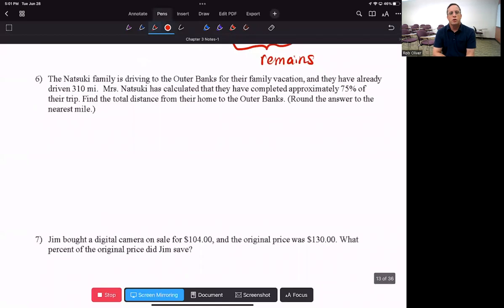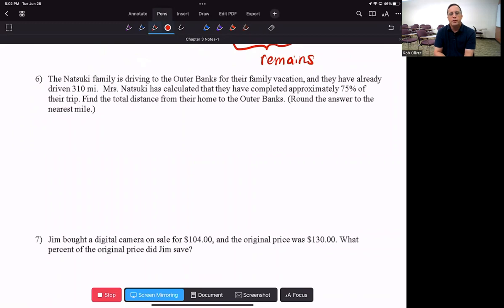Okay, number 6. The Natsuki family is driving to the Outer Banks for their family vacation, and they already have driven 310 miles. Mrs. Natsuki has calculated that they have completed approximately 75% of their trip. Find the total distance from their home to the Outer Banks. Round the answer to the nearest mile. So probably it's going to involve some rounding on this one.